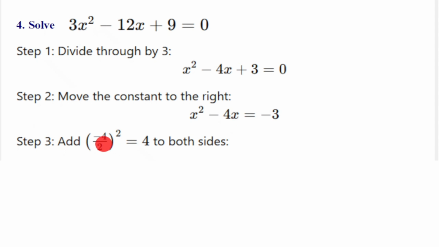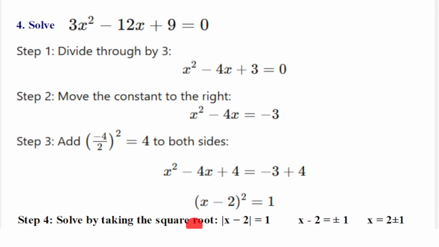Step 3. Add half of the coefficient of x on both sides. The coefficient of x is minus 4. Half of minus 4 is minus 2, and when we square, we get 4. Then add this 4 on both sides and change this quadratic into a perfect square. So when we change this quadratic into a perfect square, it becomes (x minus 2) squared, and minus 3 plus 4 is 1.